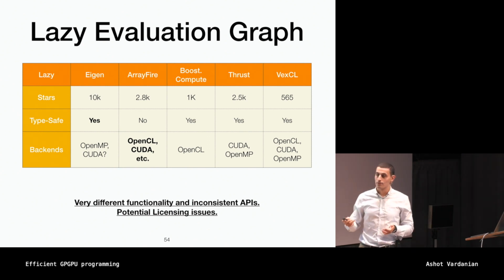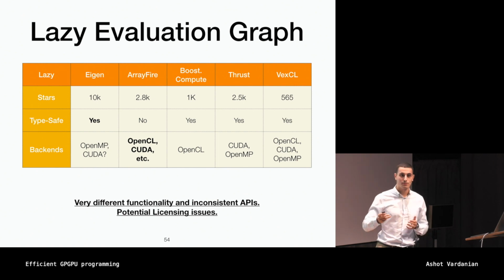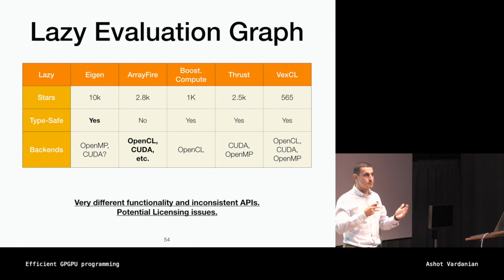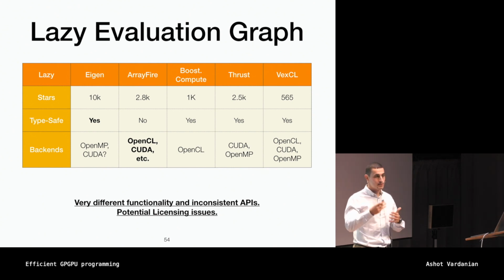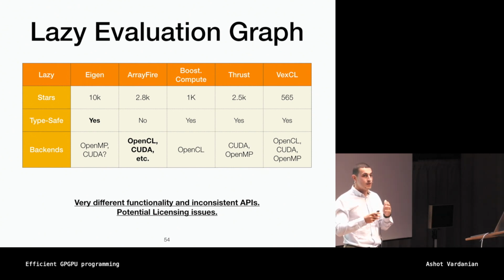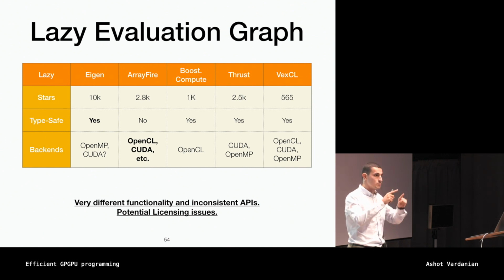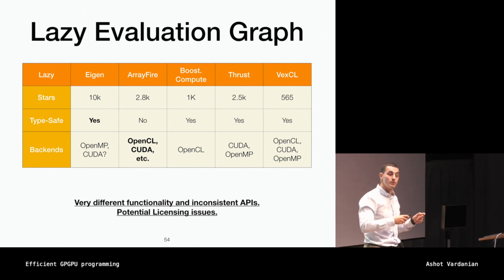And then ArrayFire is somewhat different because it's not type safe. It's very polymorphic in its nature, and after you compose multiple function calls together, behind the scenes what it does is basically run just-in-time compilation to produce a dependency graph of operations that you want to apply to the same input.